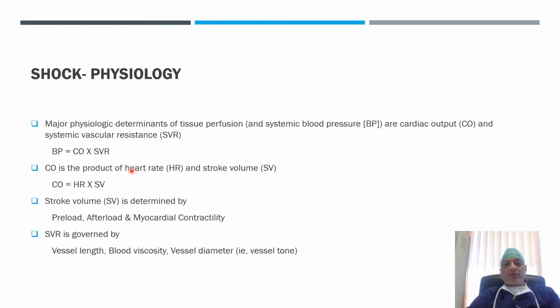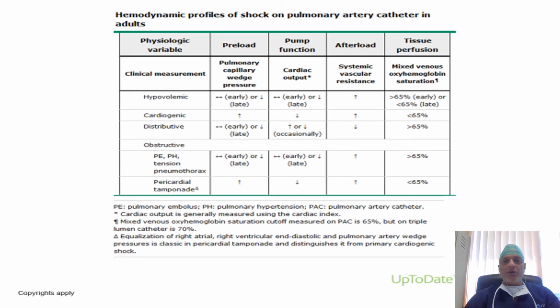Cardiac output is the product of heart rate and stroke volume. Stroke volume is determined by preload, afterload, and myocardial contractility, and systemic vascular resistance is governed by vessel length, blood viscosity, and most importantly, vascular diameter or vessel tone. Here you can see the hemodynamic profile of shock on a pulmonary artery catheter in an adult patient. Preload is denoted by pulmonary capillary wedge pressure, pump function by cardiac output, and afterload by systemic vascular resistance.